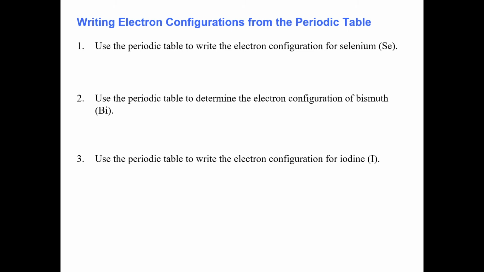Try these out. Write the electron configurations for selenium, bismuth, and iodine, but write the noble gas shortcuts. Write the noble gas shortcut for these 3. So please pause the video to do all that. When you're ready for the answers, click play.